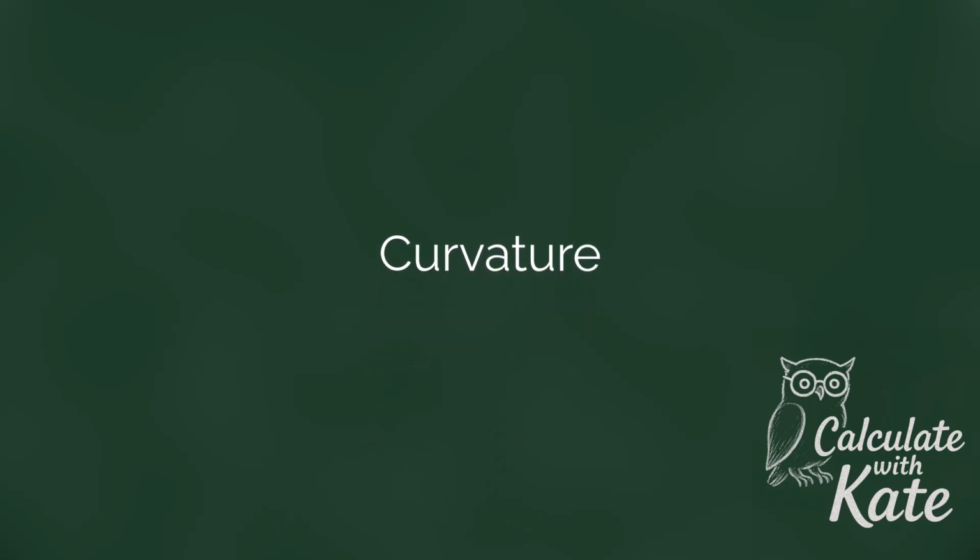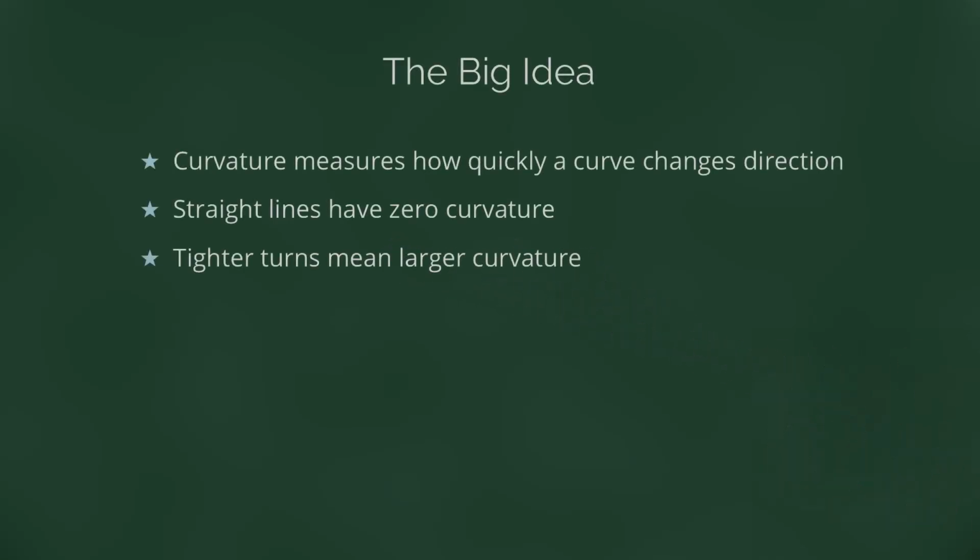Here we are going to learn how to quantify how curvy a curve is using the notion of curvature. Curvature is going to measure how quickly a curve changes direction. If you think about that, that would mean that straight lines have no curvature. It also means that the tighter a curve is, the larger its curvature. So in other words, the curvature of a globe is going to be significantly higher than the curvature of the Earth.